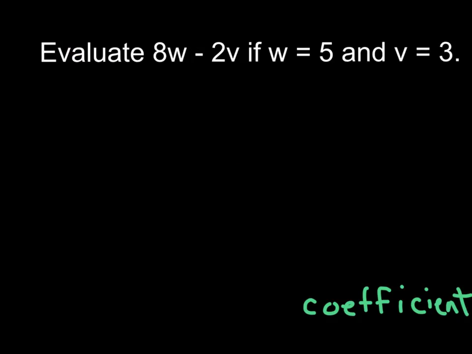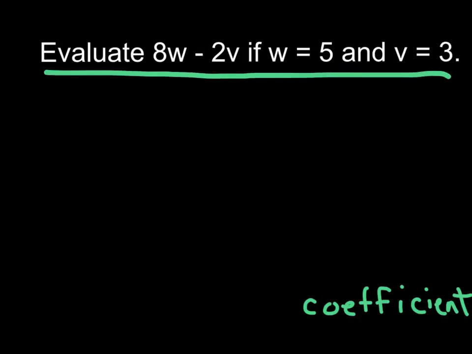In this algebraic problem, we can see that we are going to evaluate 8w minus 2v if w equals 5 and v equals 3. And algebra is kind of like a puzzle in that you have to fit pieces in where they belong. So first off, let's take a look at this 8w and what this means. 8w means we have a variable here, and that's w. It's going to be some number, and they're telling us what that number is.